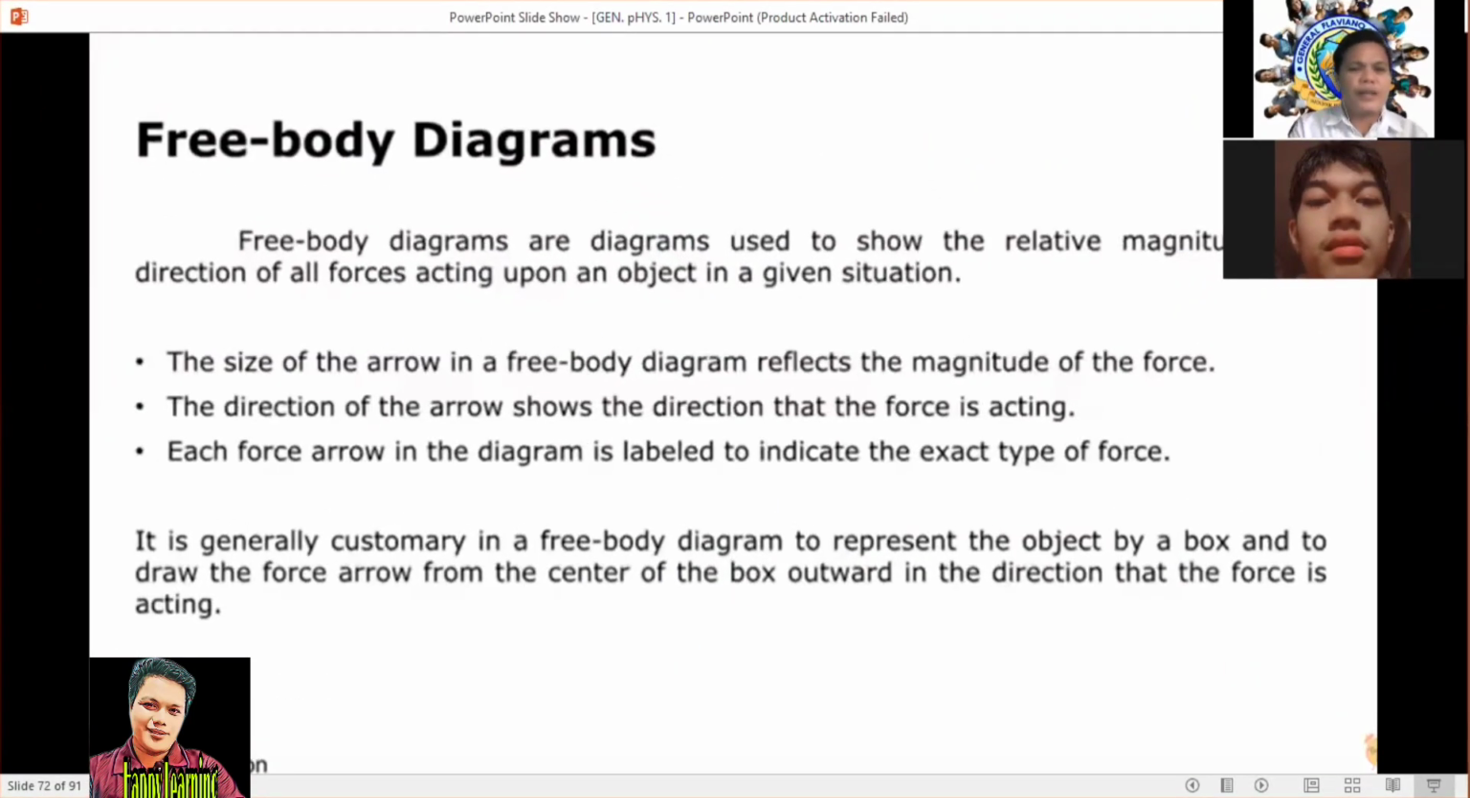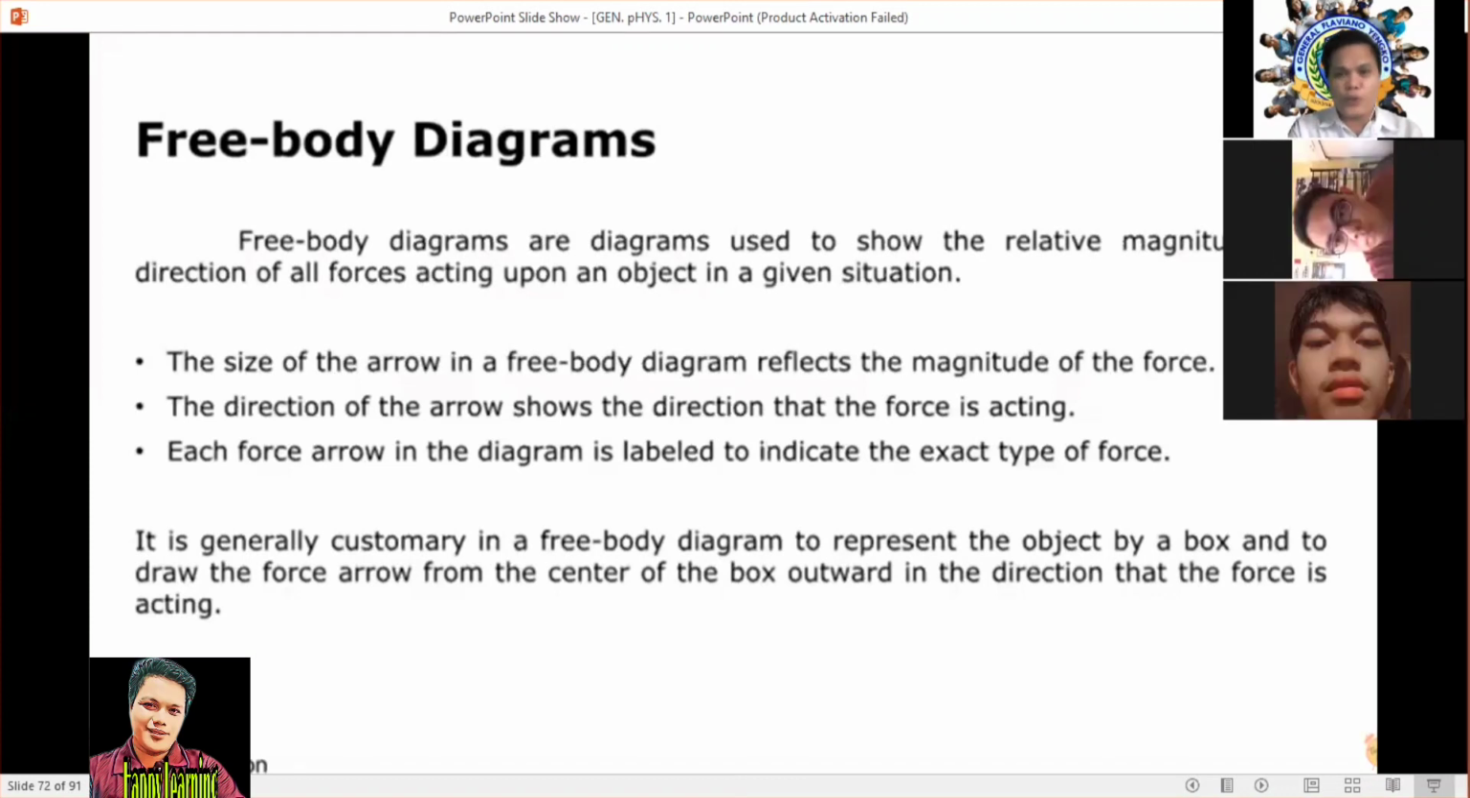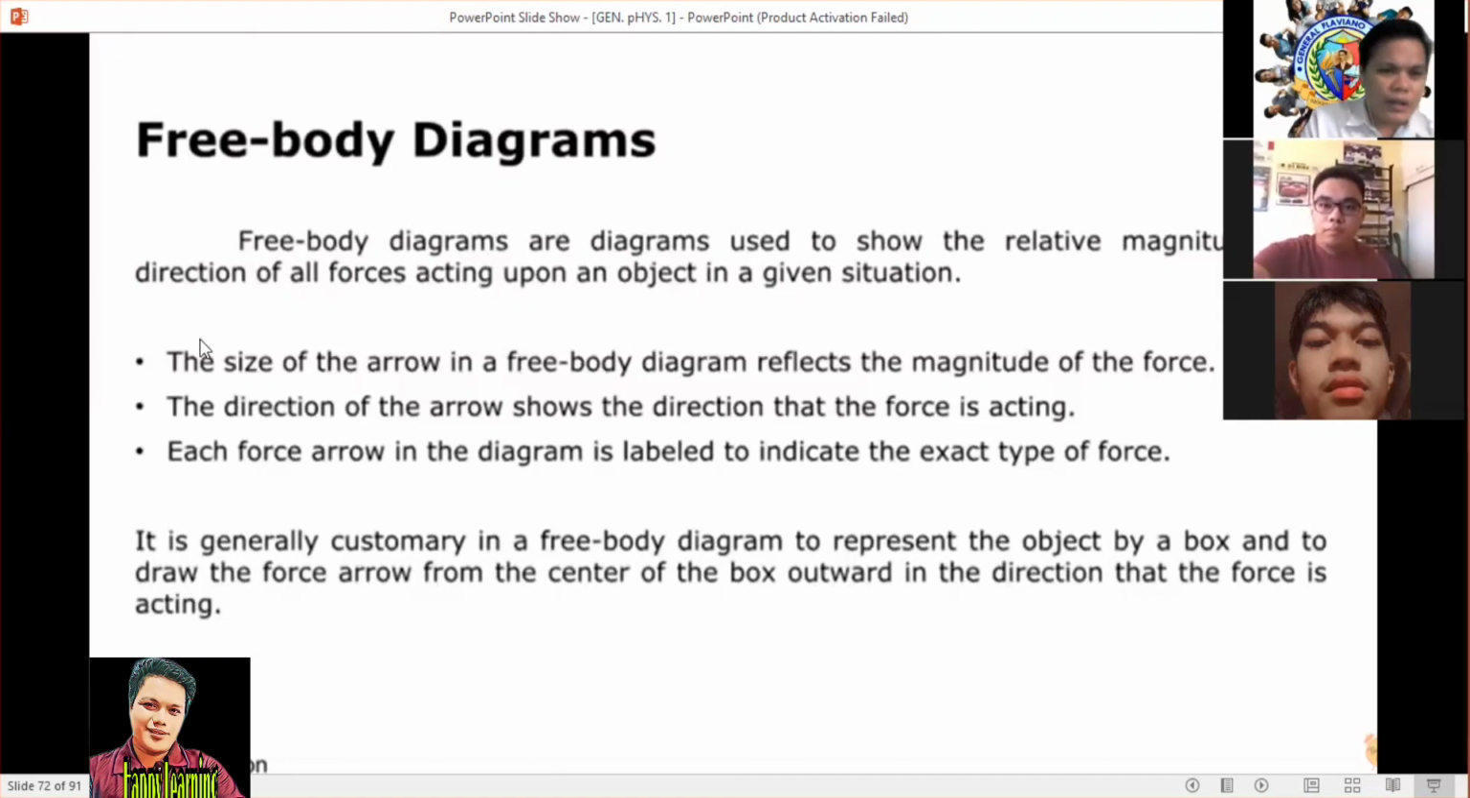When we say free body diagram, our diagram is used to show the relative magnitude and direction of all forces acting upon a body in a given situation. So usually you use arrow boxes for you to show that free body diagram. The size of the arrow in a free body diagram reflects the magnitude of the force. The direction of the arrow shows the direction of the force acting on that body. And each force arrow in the diagram is labeled to indicate the exact type of force.